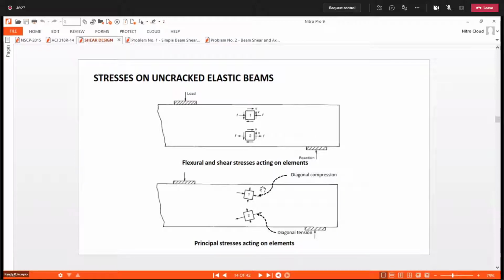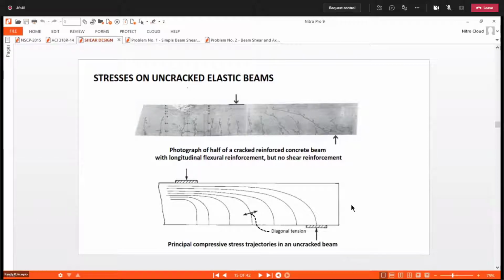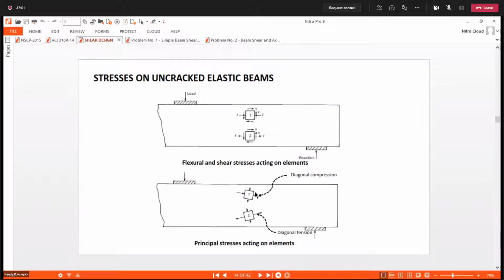So at the top, in this direction, it will be in compression, but in the vertical direction, it is tension. While here, in this direction, it is tension, while here it is in compression. Those directions of the stresses can be related to this one, and that is actually the behavior of the concrete.